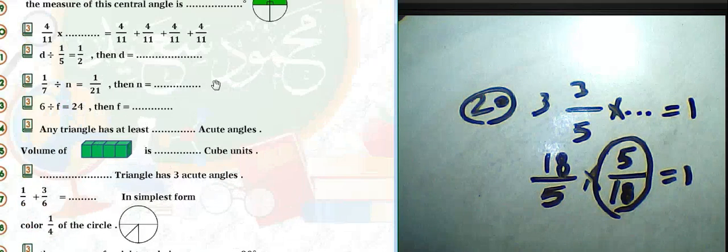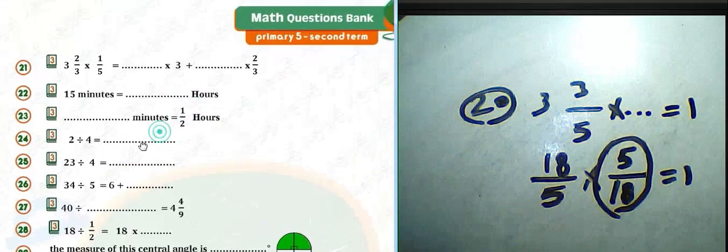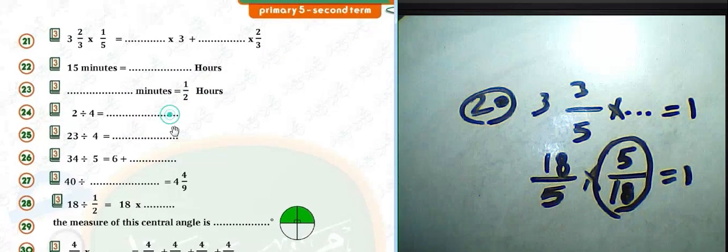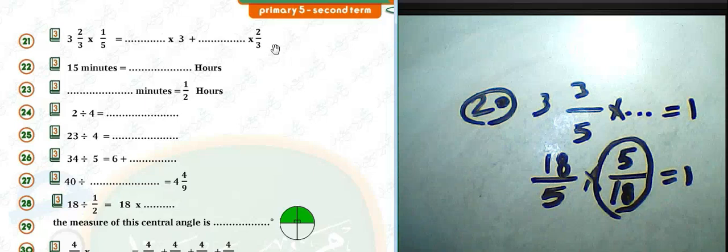Question 21. 3 and 2 over 3 multiplied by 1 over 5 equals space times 3 plus space times 2 over 3. We are using the distributive property here to find the result.